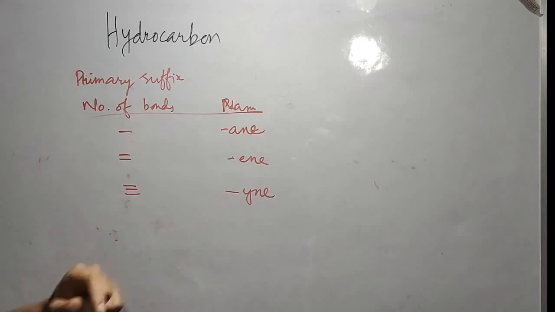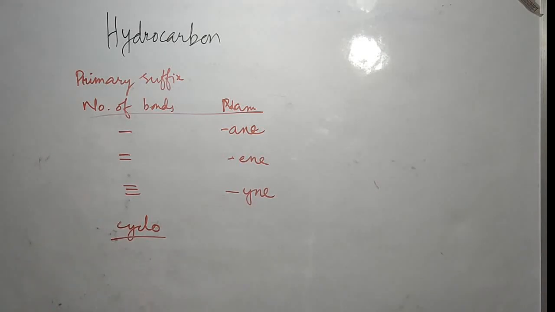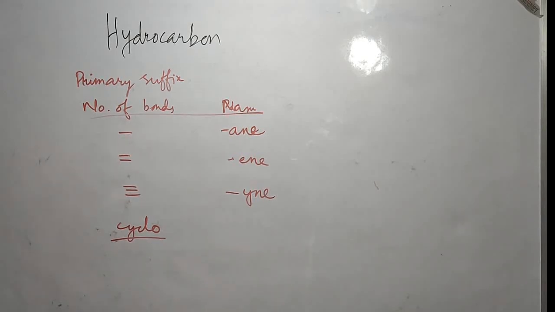Then the secondary suffix refers to the functional group, don't forget that one. After that, the primary prefix is for mentioning whether that particular compound is closed or open. If it is open, then we don't write anything. If it is closed or a ring structure, then we name it with cyclo. But remember that we put this cyclo name if it is for aliphatic compounds.